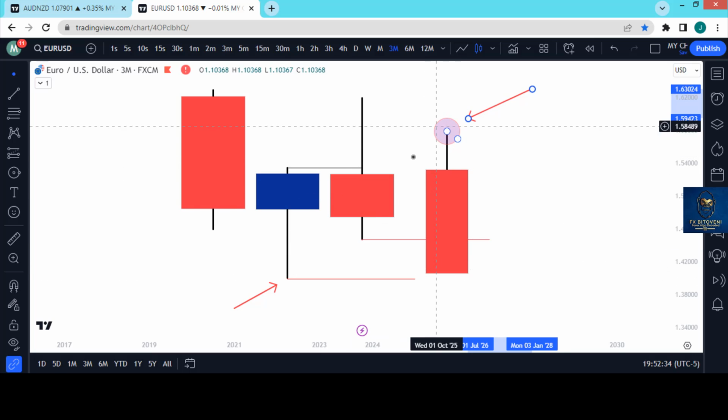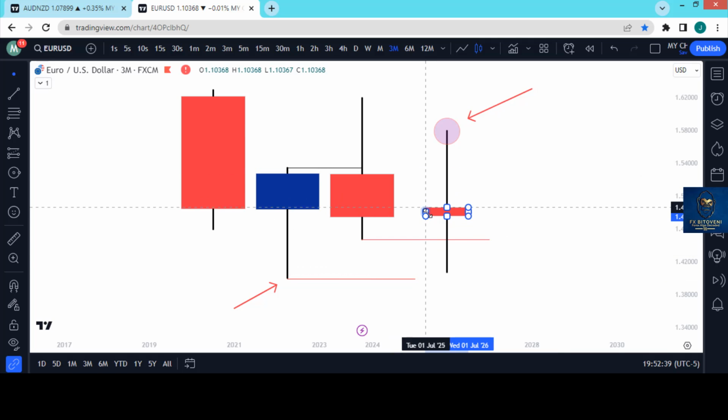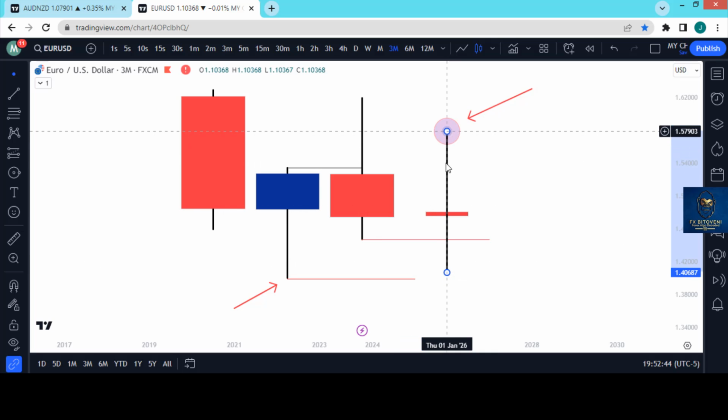So the secret is what? The secret is here. The candle starts from here, for example. This is the beginning of the candle. Let's say this is the beginning of the candle here.